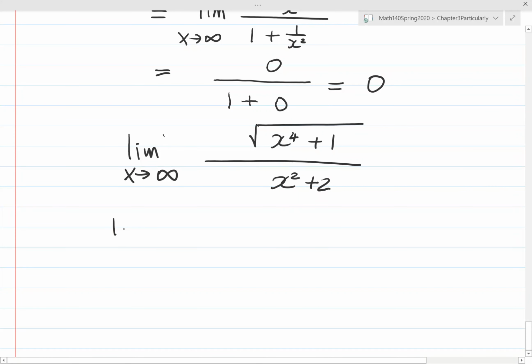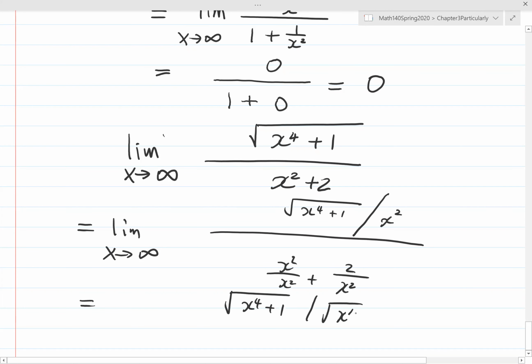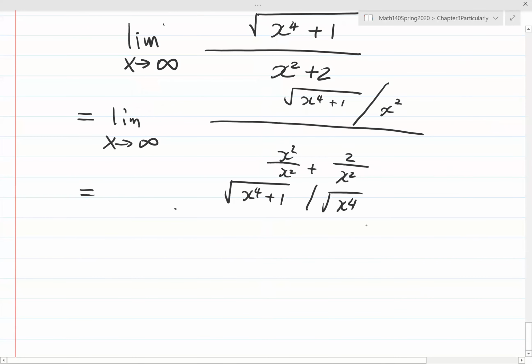So this is actually equal to the limit as x approaches infinity, divided by degree 2. The highest power is degree 2, so we divide by x squared. Now x squared we can write as the square root of x power 4. x squared over x squared is 1. Don't forget this limit notation.